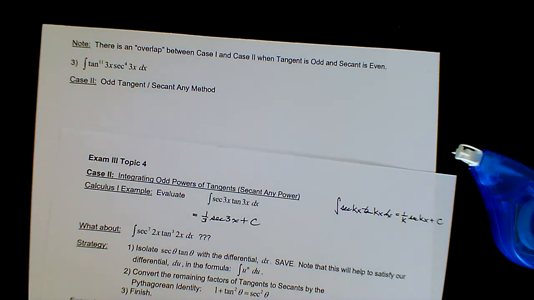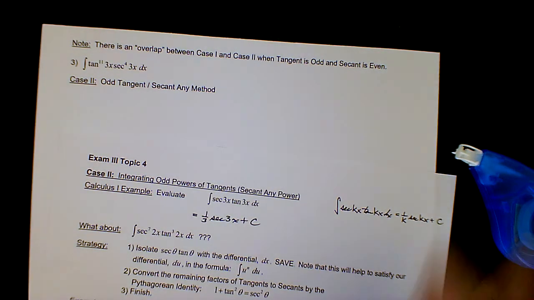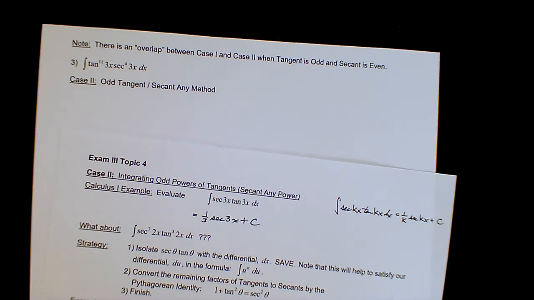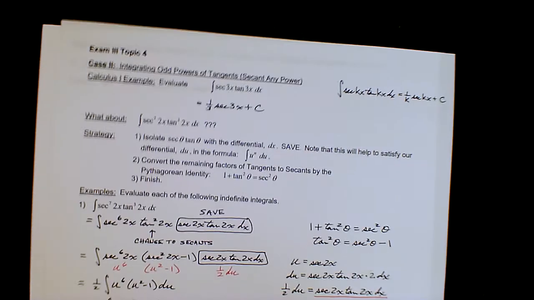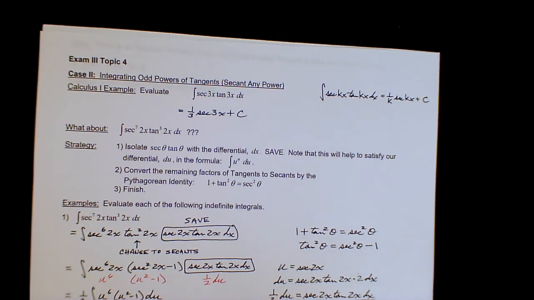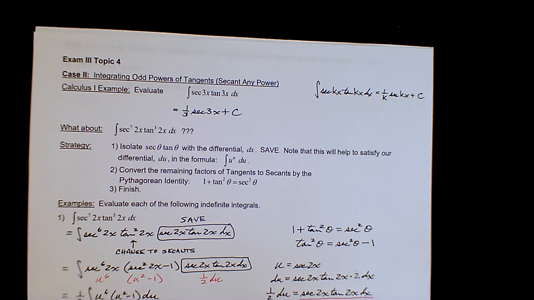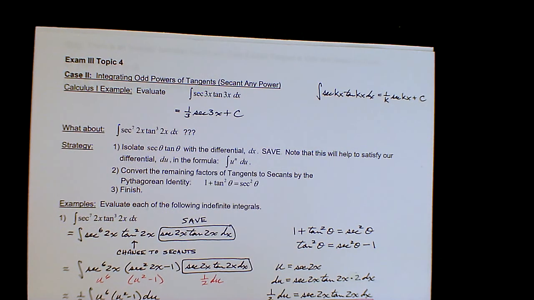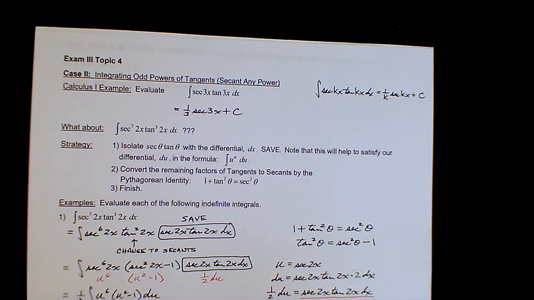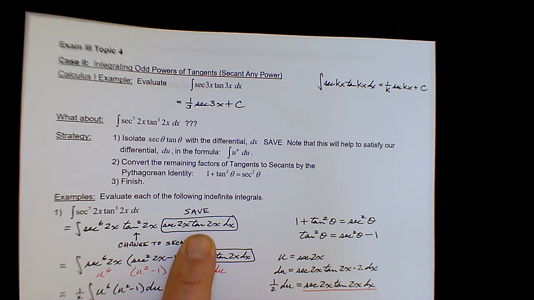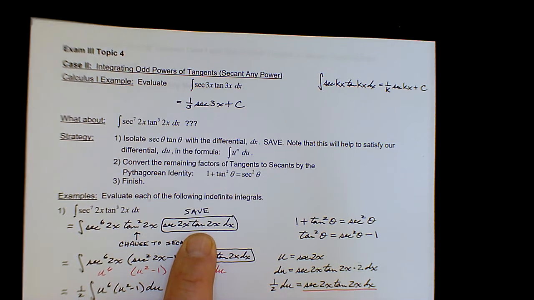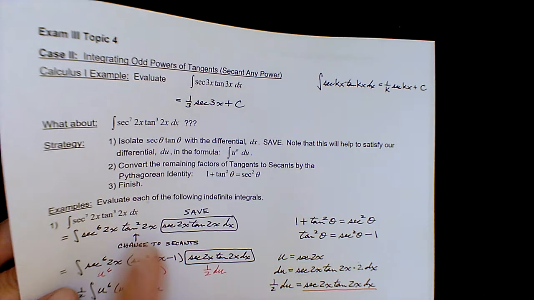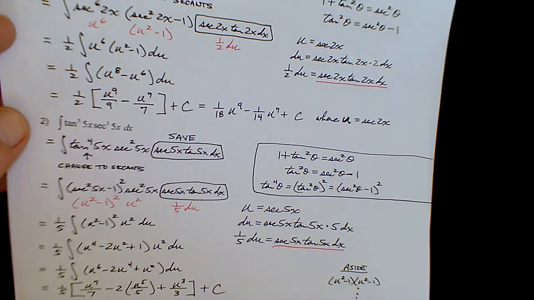Everyone. Last time we looked at Exam 3, Topic 4, Part 1, so that was this page, where it was the integration of odd powers of tangent as long as there was a secant present. And recall the method was to isolate a secant tangent to make up the du, and then change everything else to secants. So we did that in those two examples from the previous video.